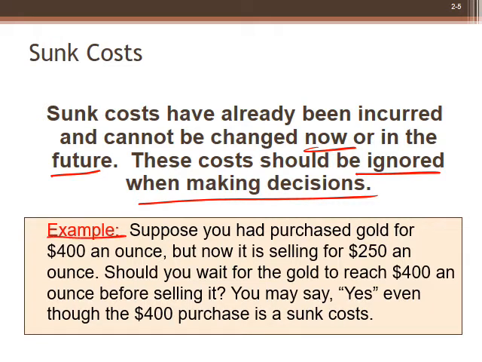So one example is, suppose you had purchased gold for $400 an ounce, but now it is selling for $250 an ounce. So should you be waiting for the gold to reach $400 an ounce before selling it? You may say yes, even though the $400 purchase is a sunk cost, right? The cost that you already paid is sunk and cannot be recovered in the future as well. We call this a sunk cost, and it is not relevant in decision making.